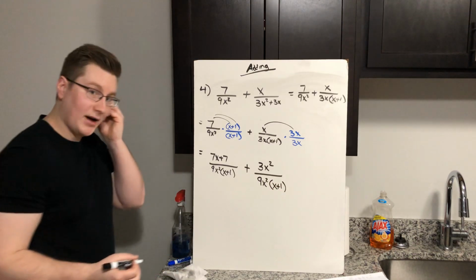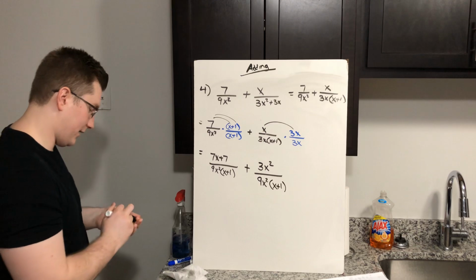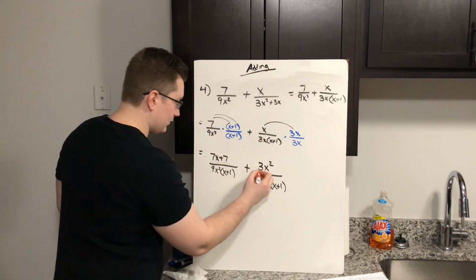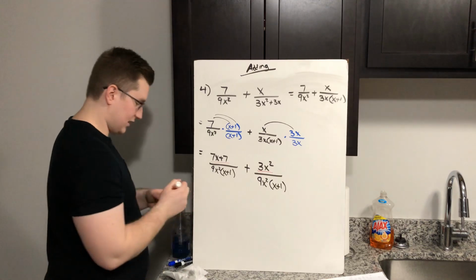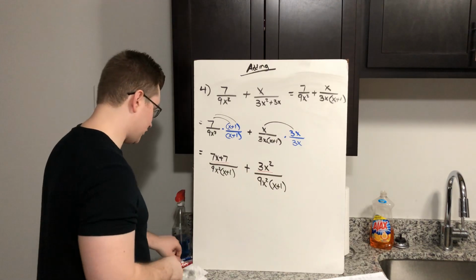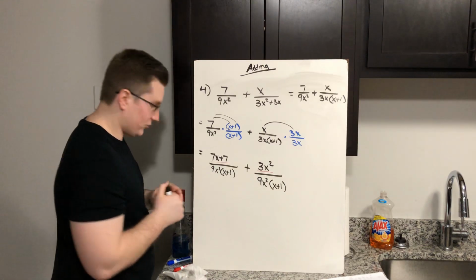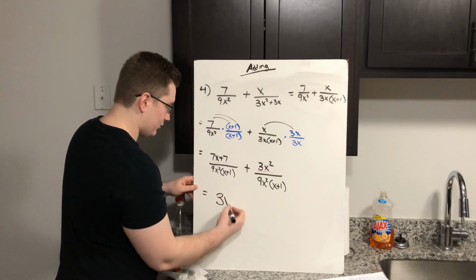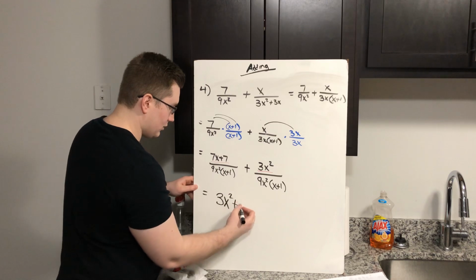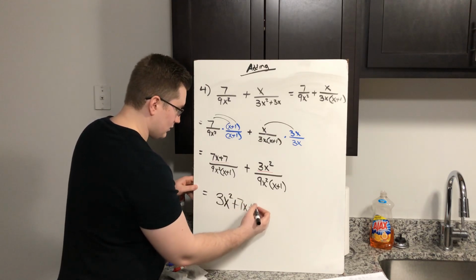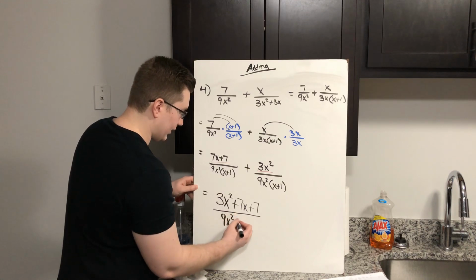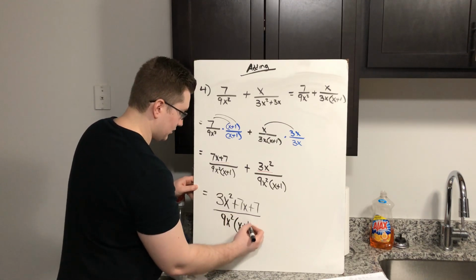So now my denominators are exactly the same. So now I can just worry about combining the two numerators. 7x plus 7, 3x squared. I really don't have any like terms that I can combine. So if I put in standard form, 3x squared plus 7x plus 7 all over 9x squared times x plus 1.